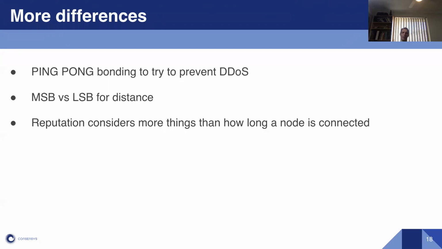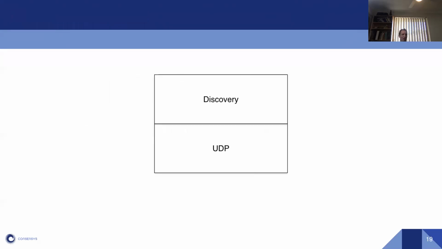Within DevP2P, it's actually left up to the clients to think about reputation, but it is hinted that it should be a bit more sophisticated. Pragmatically, though, it's probably not really that sophisticated in most clients. So that's our discovery protocol, which again runs on top of UDP.